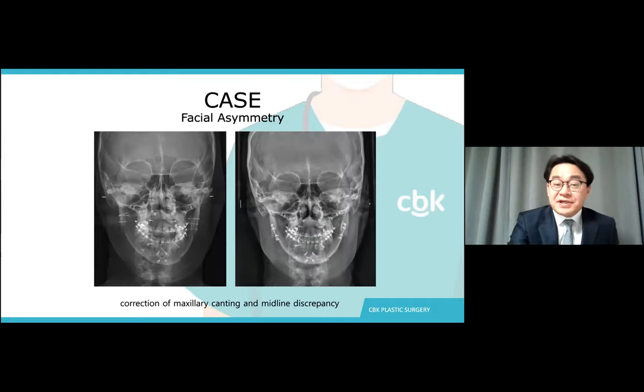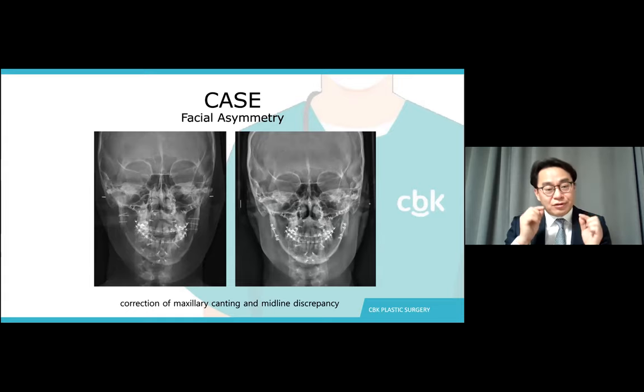This is a case of facial asymmetry. A patient got a two-jaw surgery and genioplasty, but the patient still complained of midline deviation, mandible deviation, and mouth corner canting. So I corrected the maxillary canting by 2 millimeters at the right side, and I shifted the mandible to the facial midline, and I fixed it again.